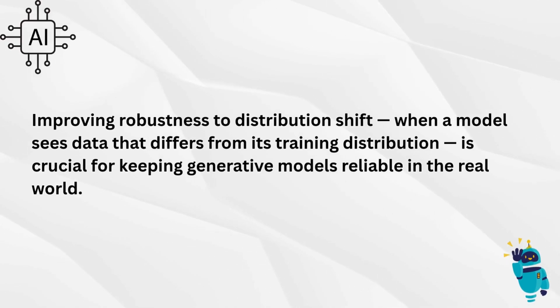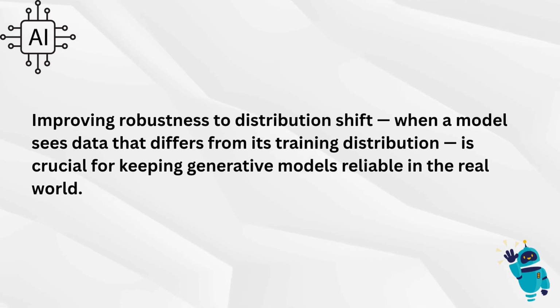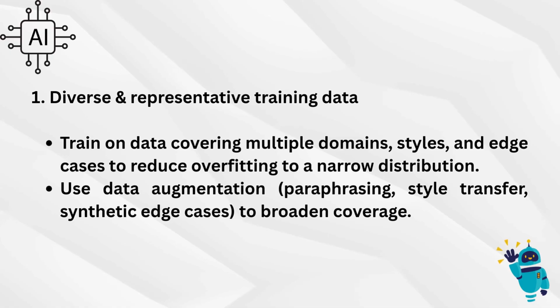Improving robustness to distribution shift, when a model sees data that differs from its training distribution, is crucial for keeping generative models reliable in the real world. Key strategies include 1. Diverse and representative training data. Train on data covering multiple domains, styles, and edge cases to reduce overfitting to a narrow distribution. Use data augmentation, paraphrasing, style transfer, synthetic edge cases to broaden coverage.